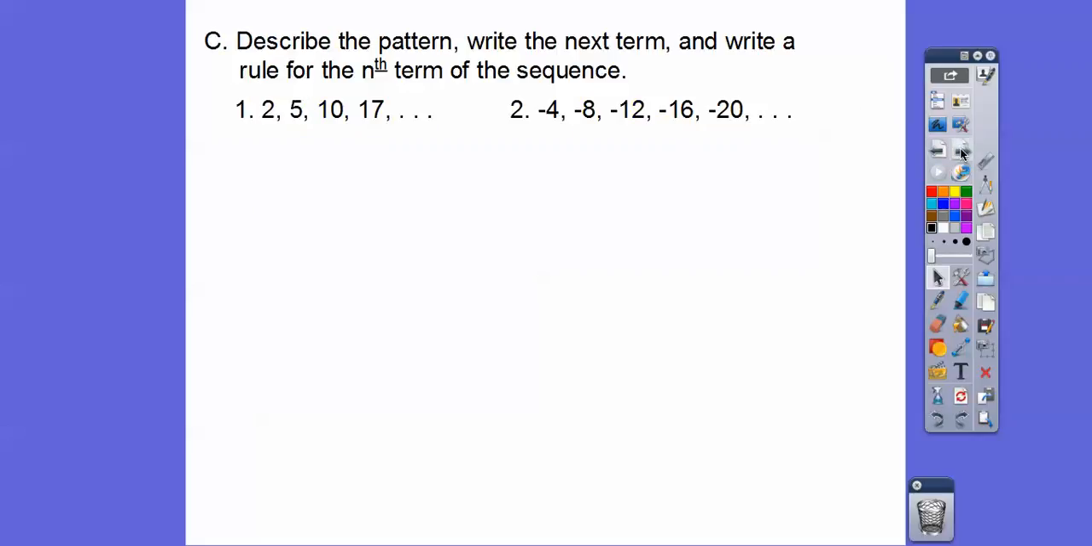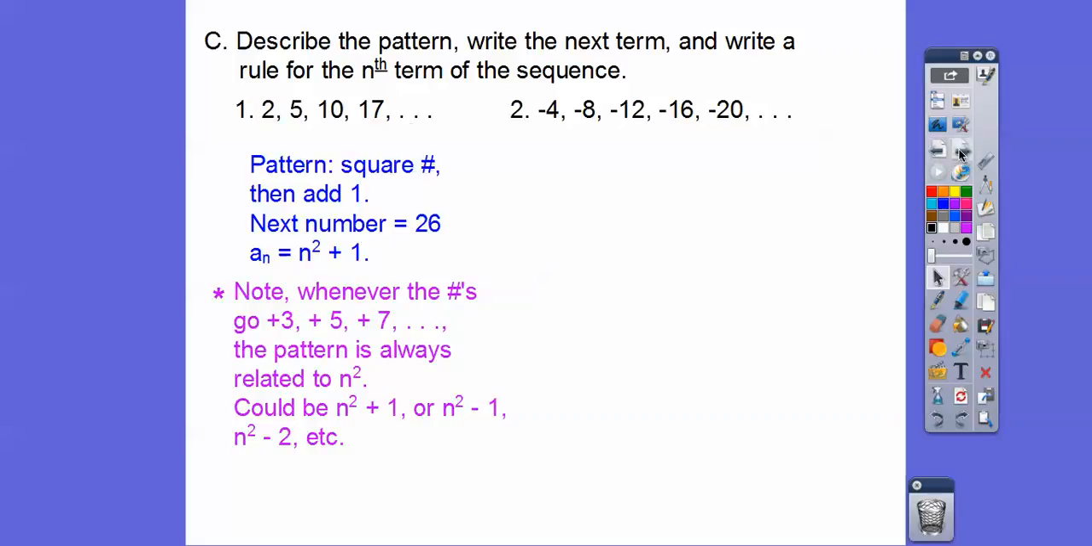So describe the pattern and then write the next term, okay? And then try to write a rule for the nth term. Okay, so here, check this out. This goes from 2 to 5 to 10 to 17. And if you don't see a pattern, I'll tell you. This pattern is going up plus 3, plus 5, plus 7. So it would go up plus 9. It goes up consecutive odd numbers.